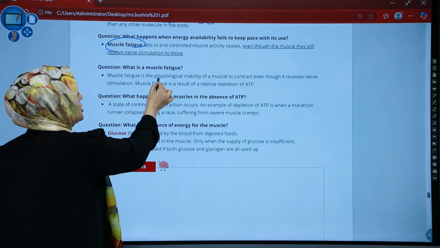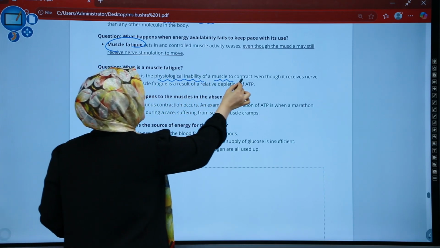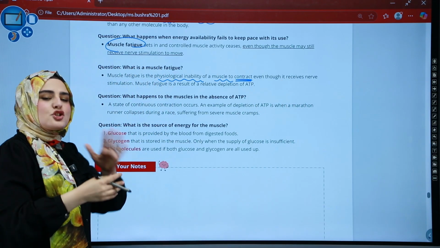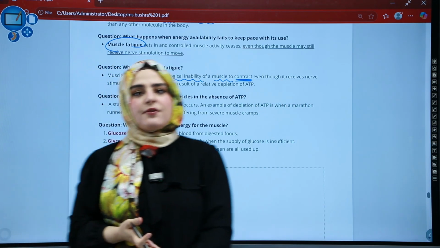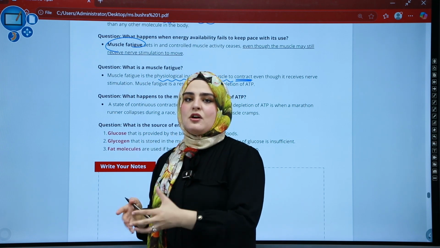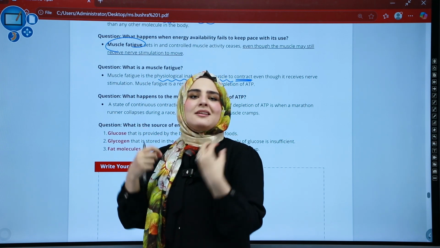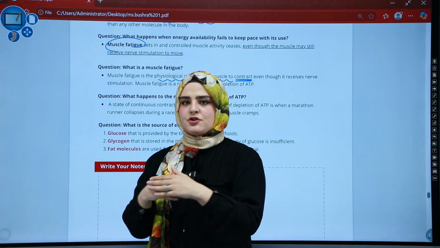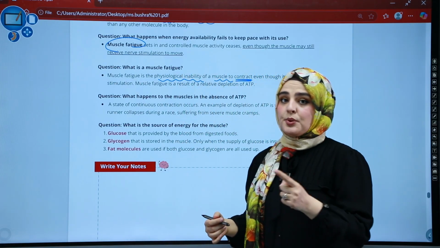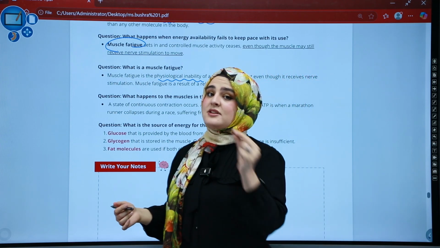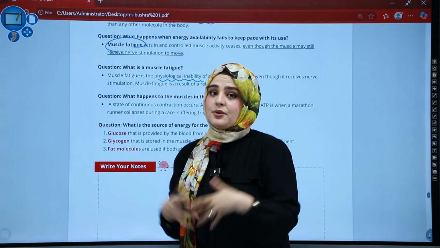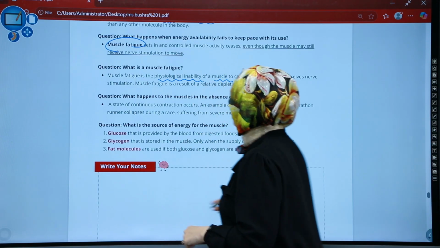It is a physiological inability of a muscle to contract, even though it receives a nerve signal. So you have no problem with the nerve. You have a problem with the content of the blood. There is not enough food to start the actions of contraction and relaxation. Remember, we need the ATP for detachment of the myosin head for it to relax and start over again, or else you can't.